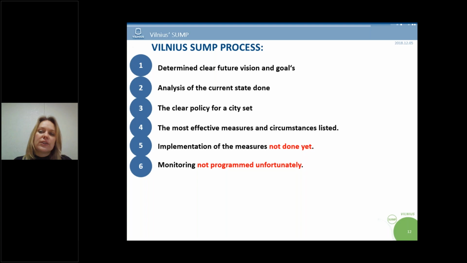indicators of effect: what results, what effect do we expect after implementing a group of measures? But I cannot say with 100% confidence that those indicators would be followed and monitored. And what happens if someone sees that a measure is not as effective as expected? So this system was not, unfortunately, done in the Vilnius SUMP, nor in any Lithuanian SUMP, and this is, I think, a very weak point in terms of process, not the document.